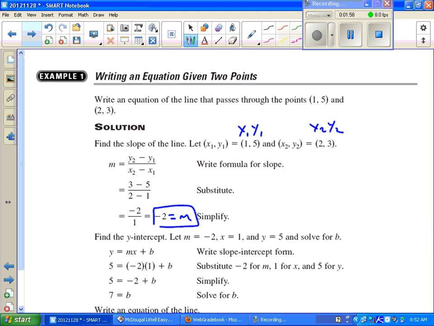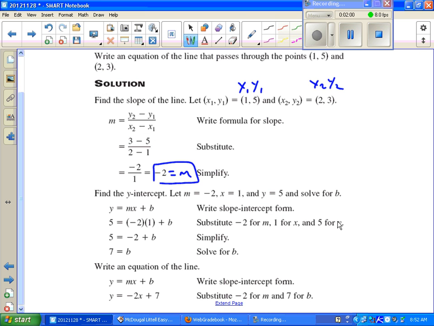It says find the y-intercept, so plug that value in, negative 2. Your x value is going to be 1, because they're just using that first point. X value is 1, your y value is 5. In place of your y, you're plugging in 5. In place of your m, we're plugging in the negative 2 we just got. And in place of the x, plugging in 1. Then we simplify it. Negative 2 times 1 is negative 2. So you have 5 equals negative 2 plus b. Get rid of the negative 2 by adding 2, and that's how you get the value of b. So you have m and you have b when you write your equation.